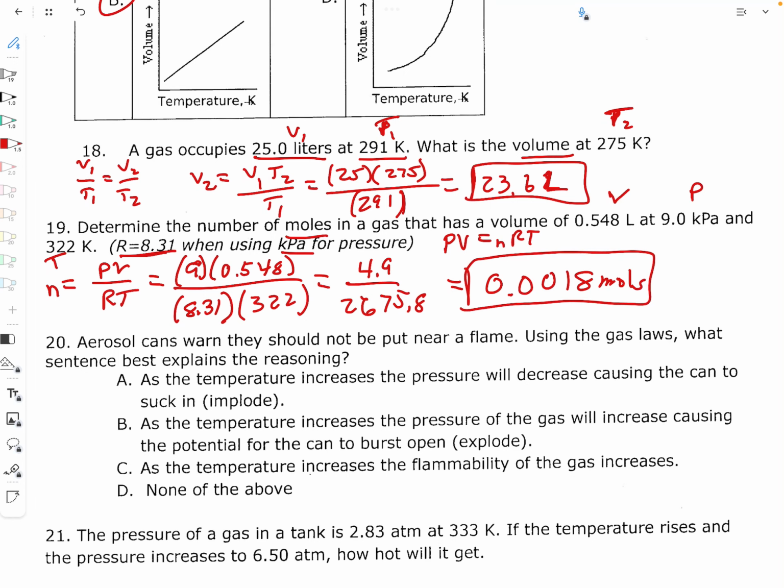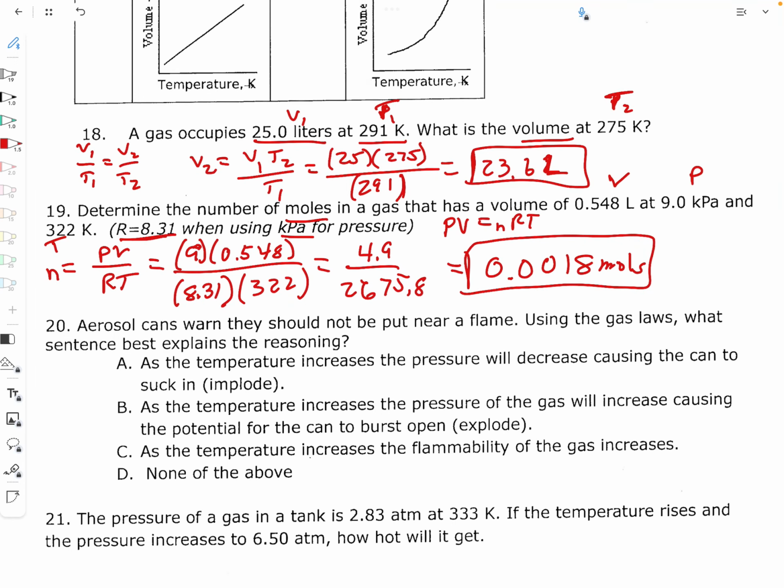Two to go. Aerosol cans, number 20. Aerosol cans warn they should not be put near a flame, and they should not. Using the gas laws, what science best explains the reasoning? Well, guys, if you take an aerosol can, hairspray, deodorant, spray paint, whatever, and you put it near heat, and if it's a lot of heat, you can expand that gas inside. It's going to increase the pressure on the inside, and if there's enough heat there, it'll create enough pressure, and it's going to explode. The answer is B.